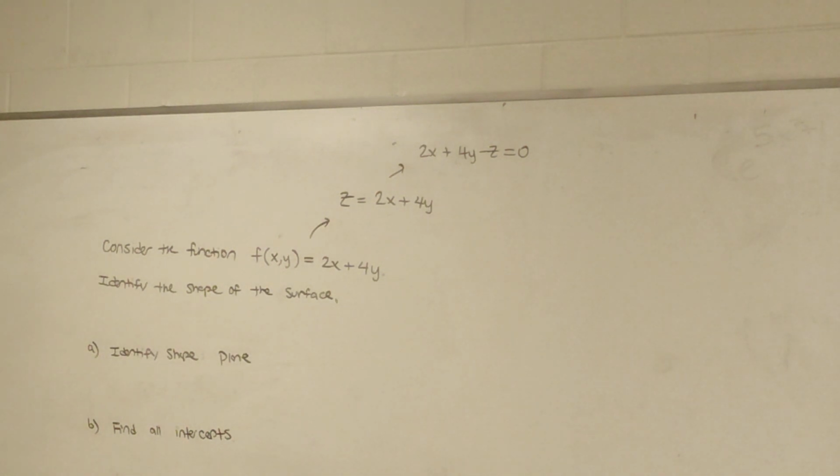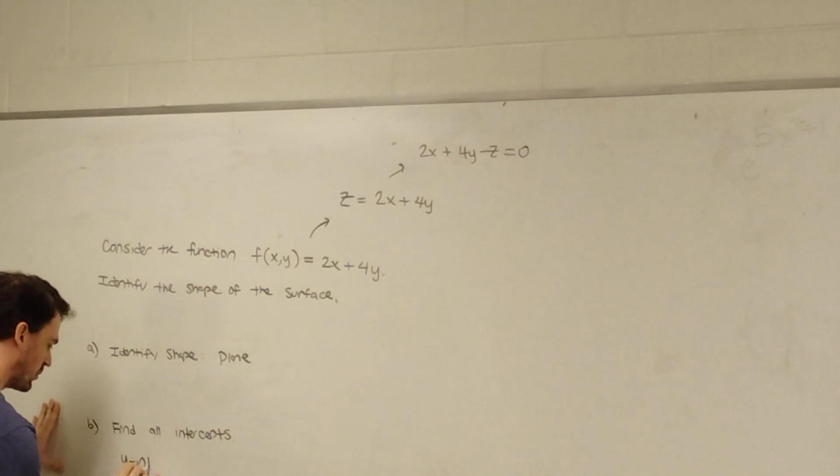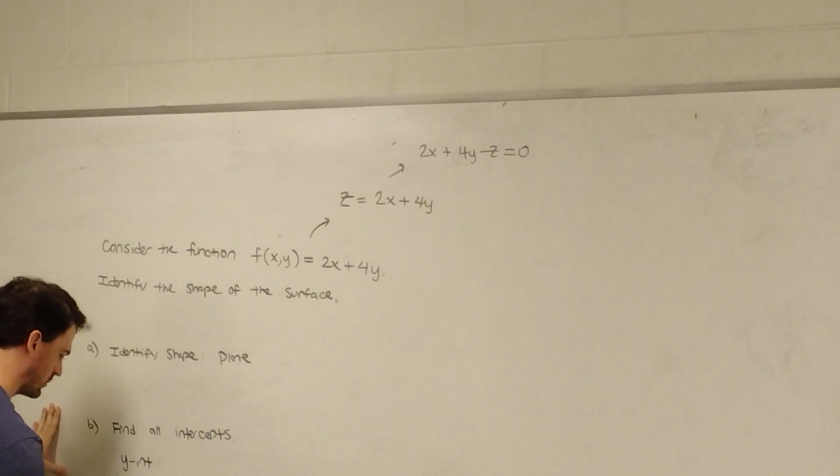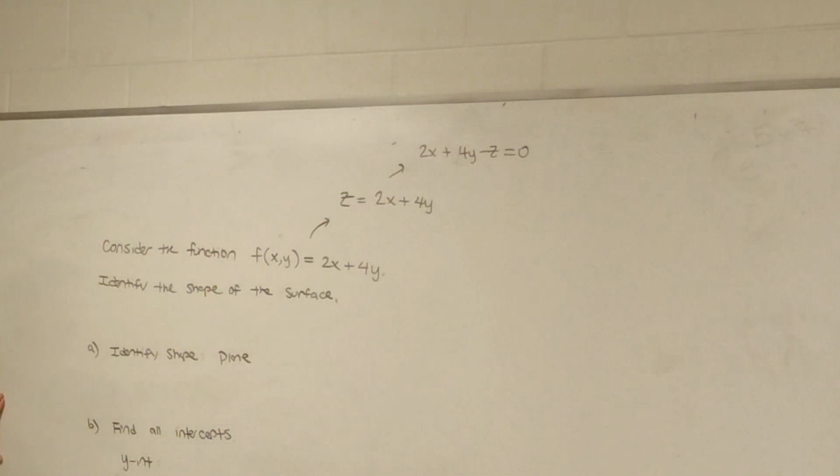Another thing I could ask you to do is find all the intercepts. So thinking back to Calc 1, how would I find the y-intercept? That's when x is 0. So extending that idea to Calc 3, if you want the y-intercept, what am I going to do? Let's set x and z to 0. Yes. Set both x and z equal to 0.